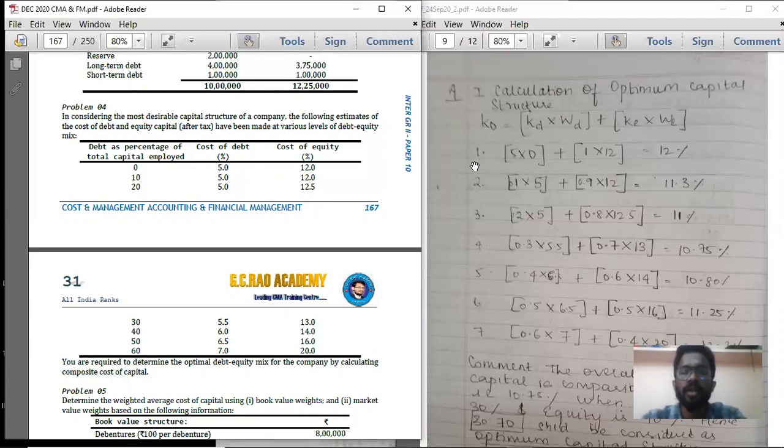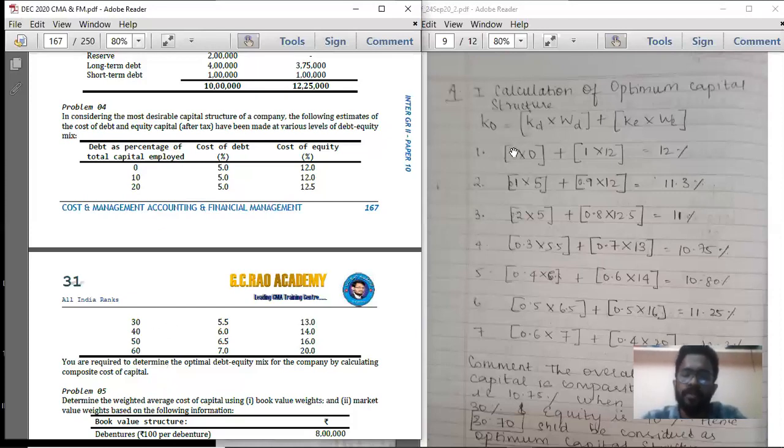Below that record, point number 1. What is the cost of debt here? 5. KD is cost of debt. KE is cost of equity. And weight of debt they have given 0. Then weight of equity is 1. If weight of debt is 10, then weight of debt should be taken as 0.1 and weight of equity should be taken as 0.9. They have given debt to capital employed percentage here. If it is 10% here, then 90% is equity. If it is 20% here, 80% is equity. Like that you should consider.